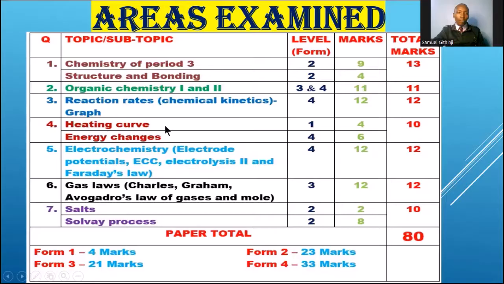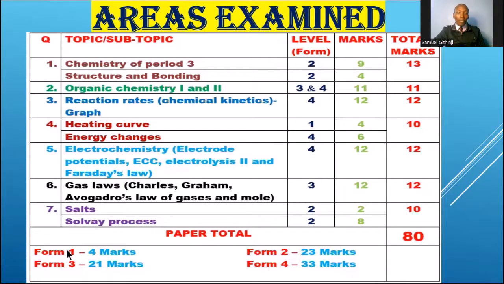Question 4, some form 1 work, heating curve, and some energy changes. Question 5, electrochemistry, well covered there. Question 6, gas laws, form 3 work. Question 7, some bits of salts and the Solvay process. So if you consider exactly what happens there, this is mainly the breakdown of the 4 classes, or rather the work of form 1, form 2, form 3, form 4 as it was covered.